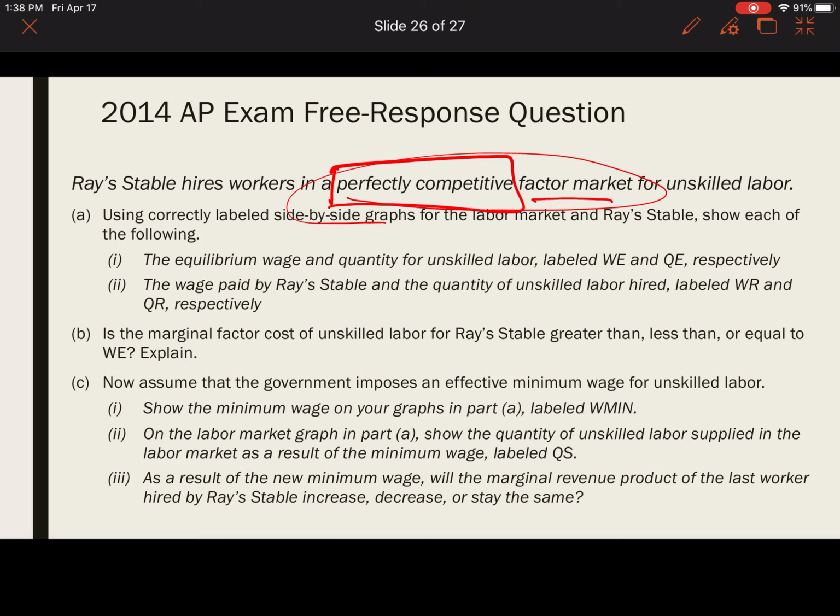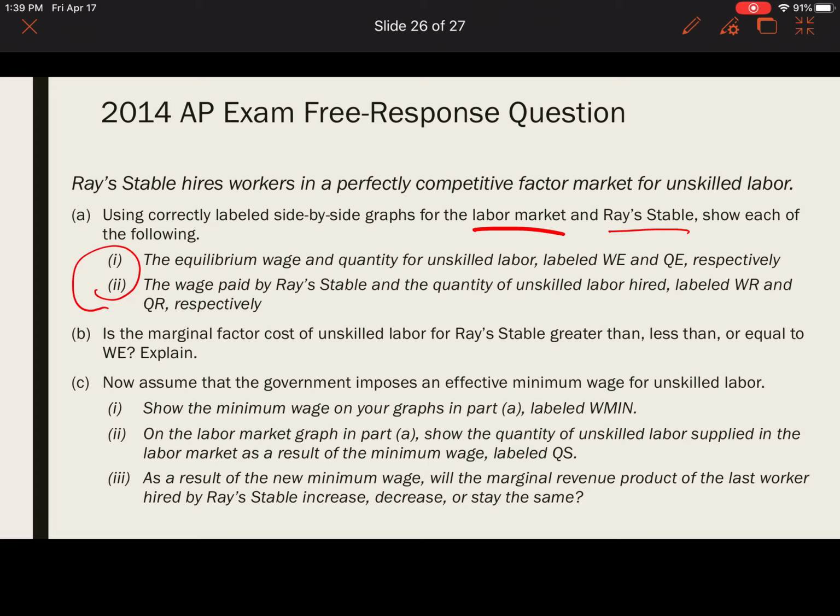So the first thing is, A is looking for us to use side-by-side graphs. It wants us to do side-by-side graphs for the equilibrium wage and quantity for unskilled labor. What we're really looking at here is side-by-side graphs for the labor market, and then also Raise Stable. So we're going to be looking at two different types of graphs: the industry curve, and then the graph just for Raise Stable. So it's looking at two different things here. These two, it wants the equilibrium wage and quantity.